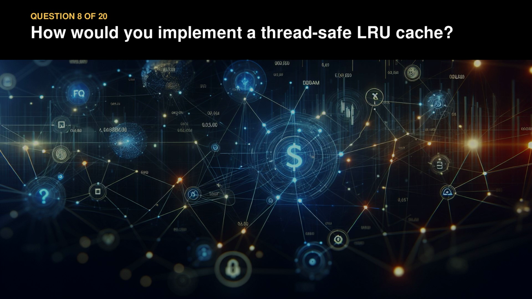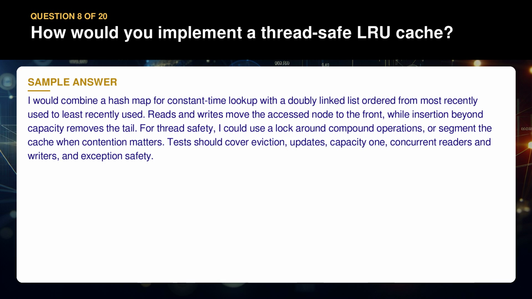Question 8. How would you implement a thread-safe LRU cache? I would combine a hash map for constant time lookup with a doubly linked list ordered from most recently used to least recently used. Reads and writes move the accessed node to the front, while insertion beyond capacity removes the tail. For thread safety, I could use a lock around compound operations, or segment the cache when contention matters.